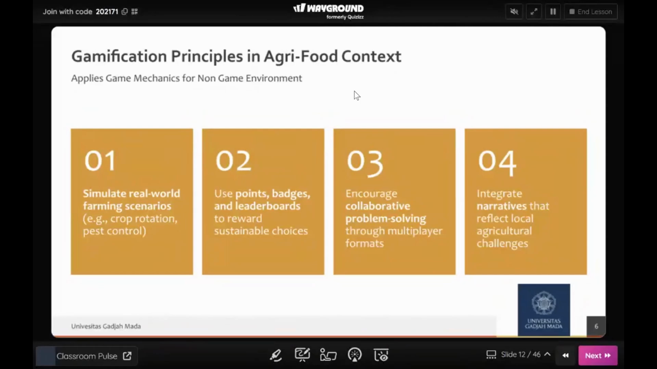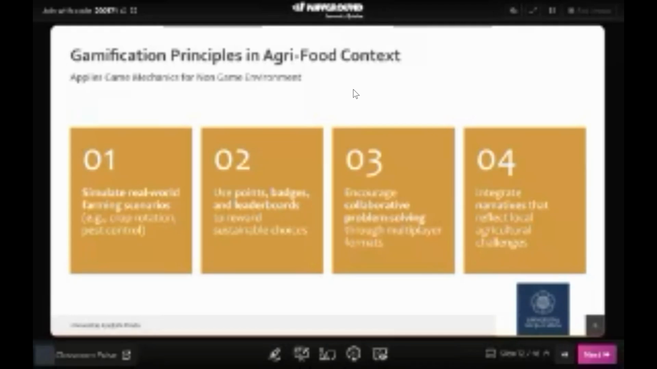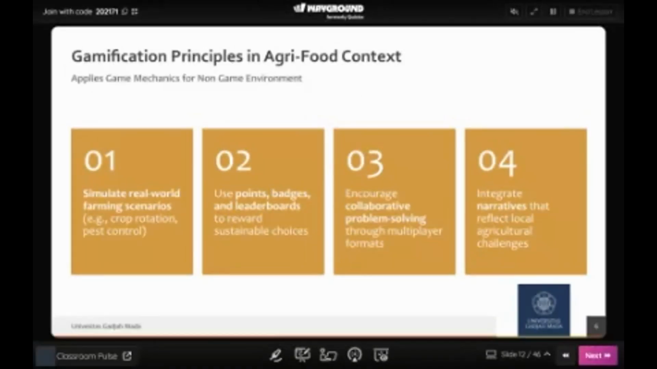So how do we do that? How do we simulate real-world farming scenarios? How do we use points and badges? How do we encourage collaboration? Yeah, this is not an easy task. In order to do that, let's see some examples.